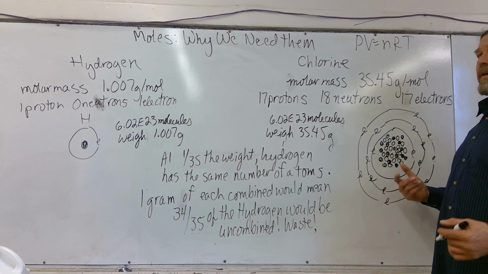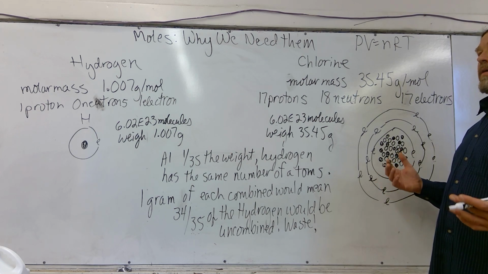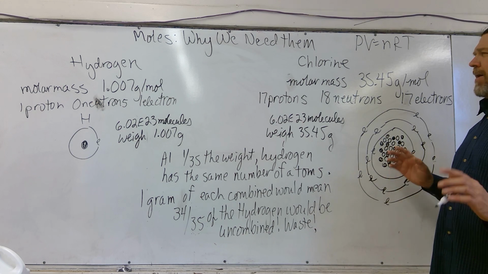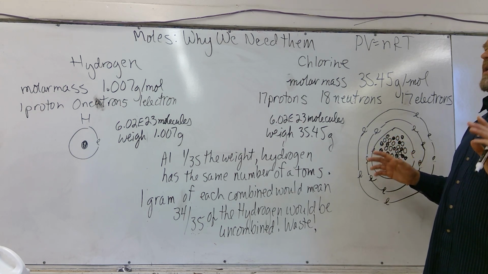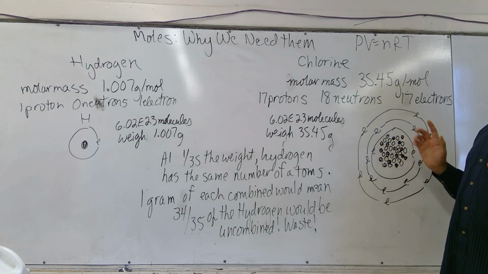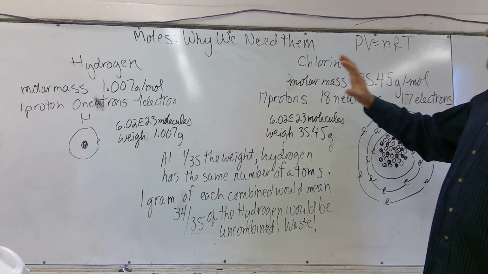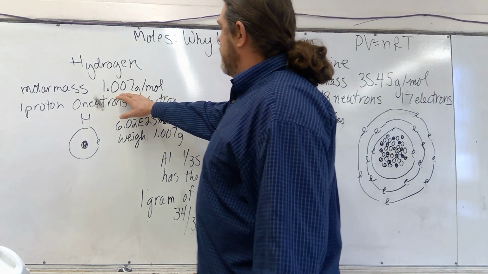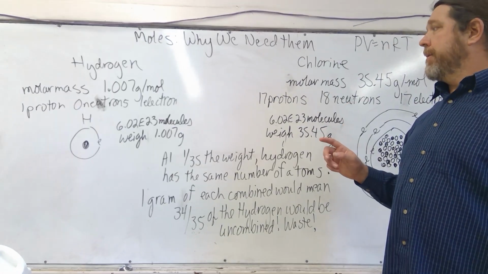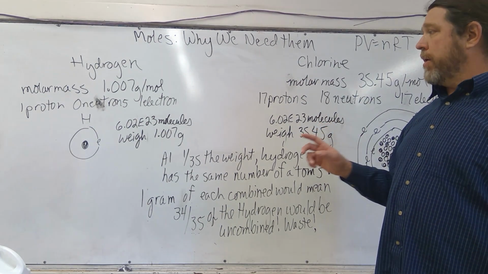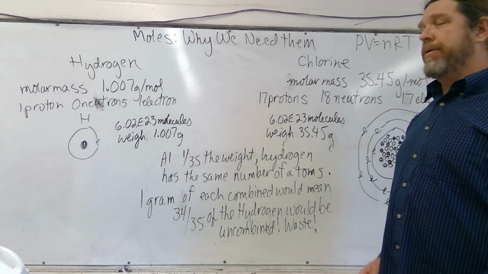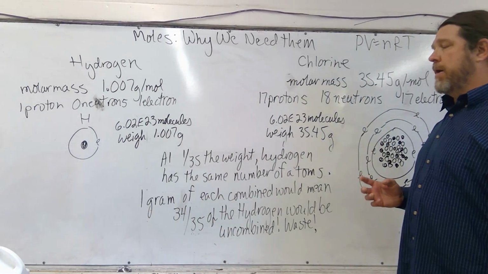Let's say we're going to make hydrogen chloride, better known when it's dissolved in water as hydrochloric acid. Now, hydrogen and chlorine are both diatomic. They occur in pairs in nature. We're going to ignore that for today to make our point. A little over 1 gram of hydrogen, according to your periodic table, 1.007 grams, is this number of molecules, a tremendous number, 6.02 times 10 to the 23rd molecules.